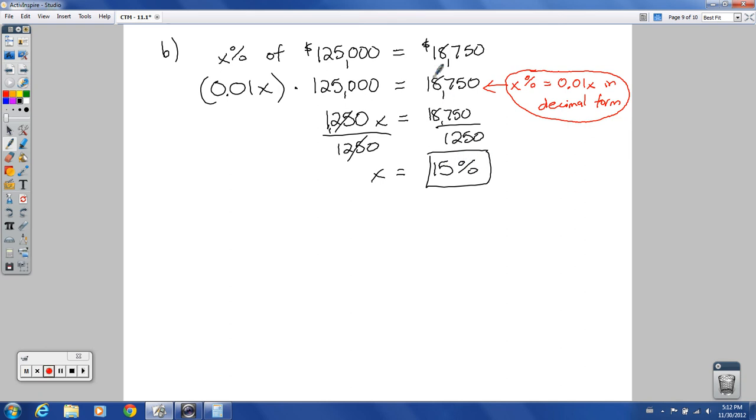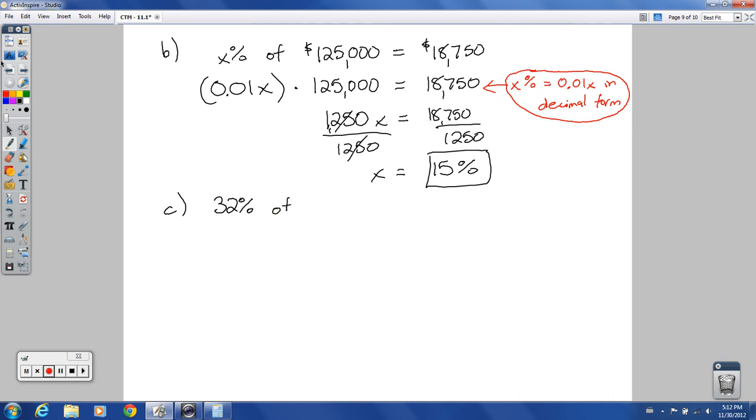But 15% could be a down payment on a mortgage of $125,000, and that 15% of $125,000, you would need to pay $18,750 up front just to be able to move into that house, if that's the required down payment. So something like that is a very practical problem here. We're going to be doing lots of practical applications of these sorts of things in this chapter.